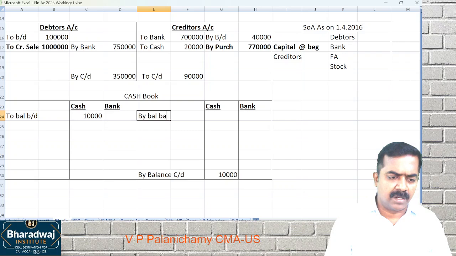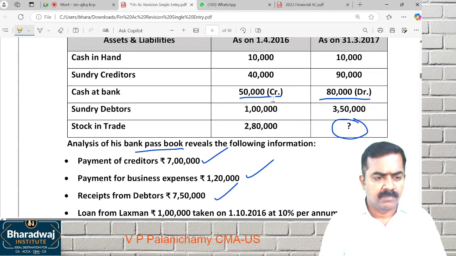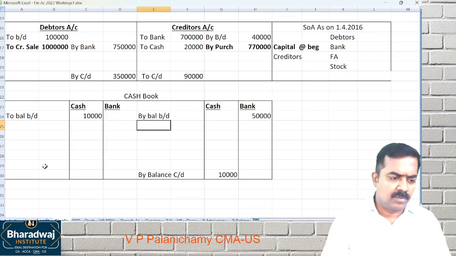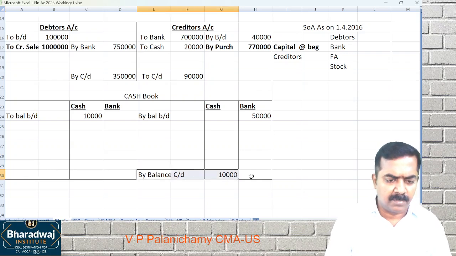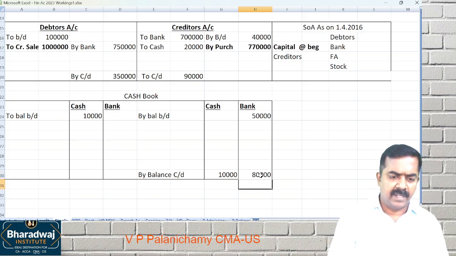By balance brought down. We have given it as credit. What is the opening balance? OD balance? 50,000 credit balance. Okay. Closing balance is a normal balance. By balance carry down now. 80,000.